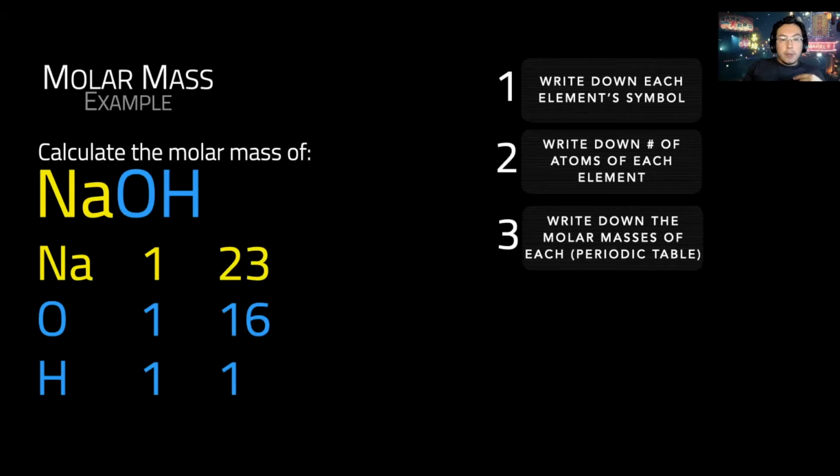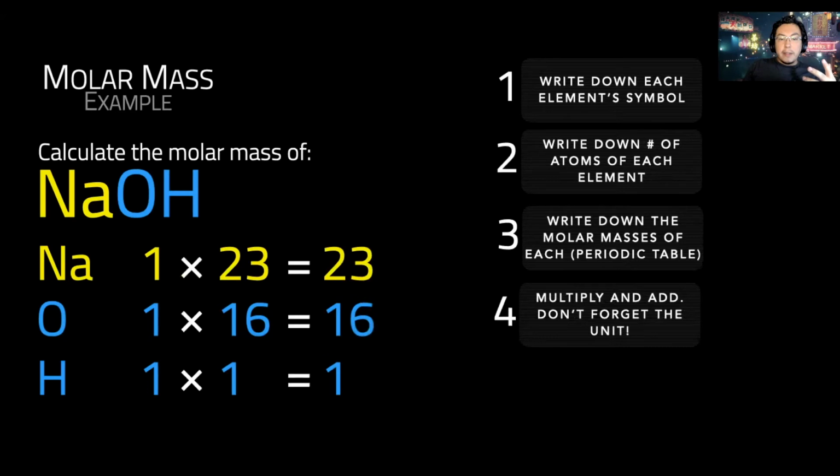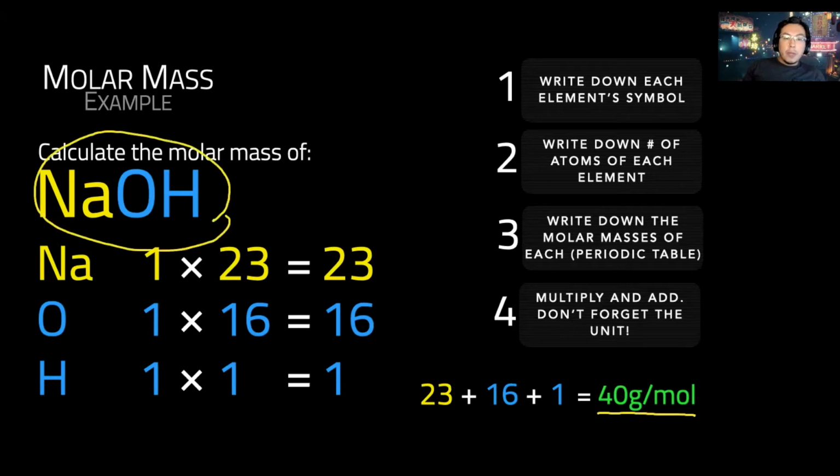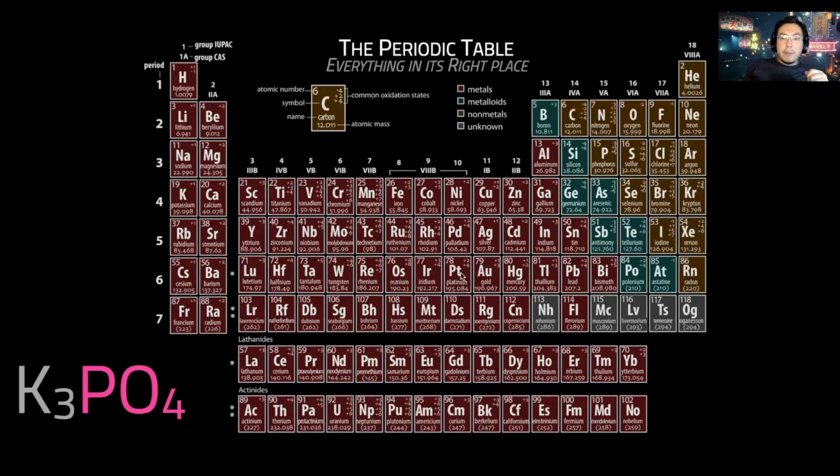Notice there's no decimals, right? It's not like 0.012. No, we're just going to be using whole numbers. Next, we multiply and add the whole thing, right? At the end, this number that we have right here, notice the unit is grams per mole. That means this entire molecule, sodium hydroxide, equals a molar mass of 40 grams per mole, right? Good. So now let's check out another example.